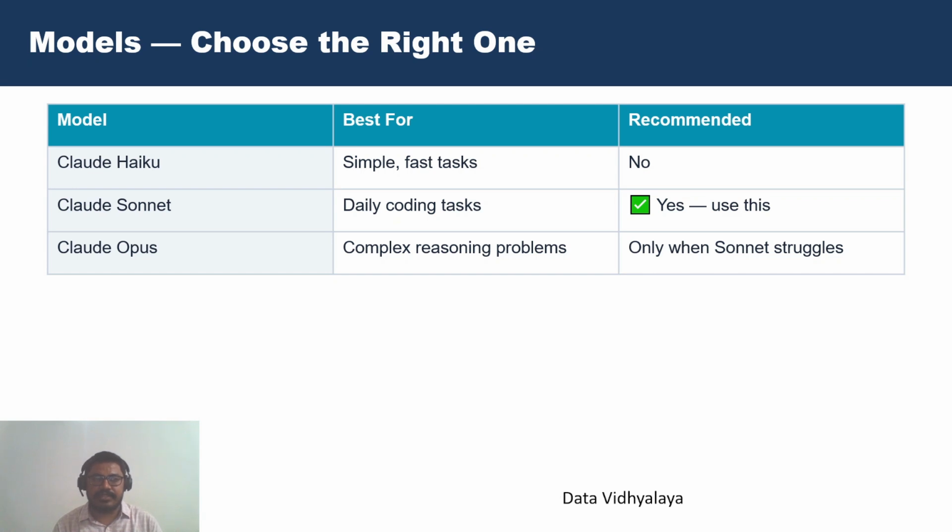Haiku, Sonnet, Opus. So Haiku is mostly for simple and fast execution of tasks. Sonnet is for daily coding tasks. And as I said, Opus is mostly for complex reasoning use cases, or complex things which need some brainstorming. You can use Opus for those.